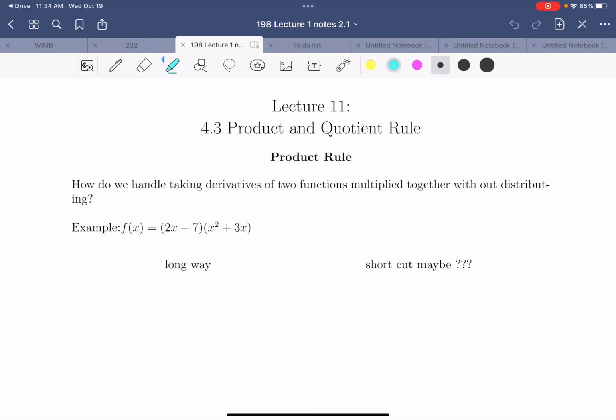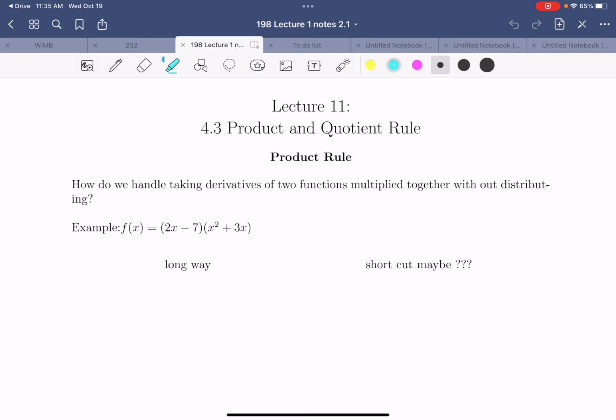Hi there, this is lecture 11, section 4.3 on the product and quotient rules. Up until this point, we have our four basic rules that allow us to manage constants, powers, addition and subtraction, and constant multiplication. What we haven't dealt with is what happens if you multiply two functions together.